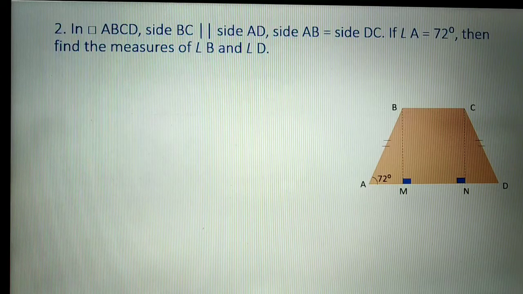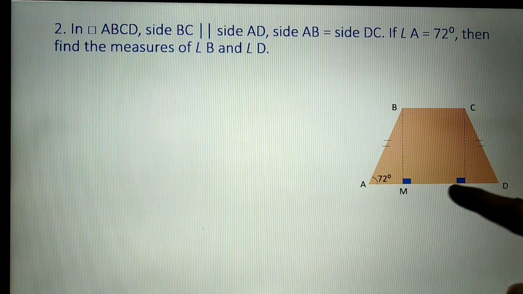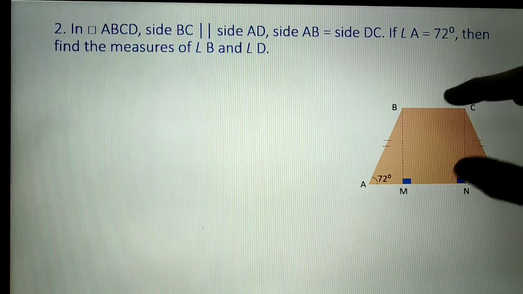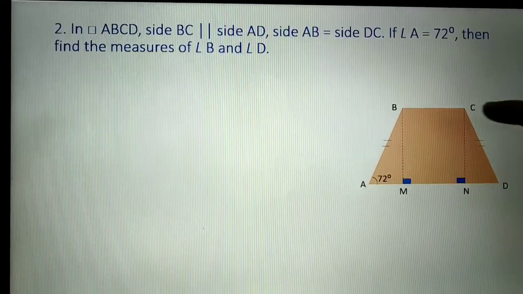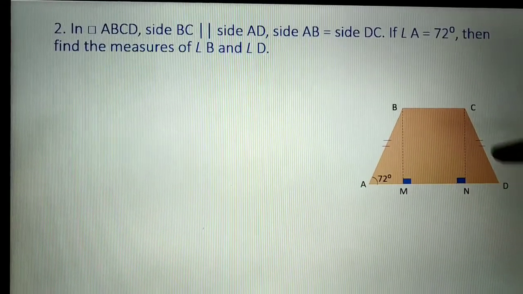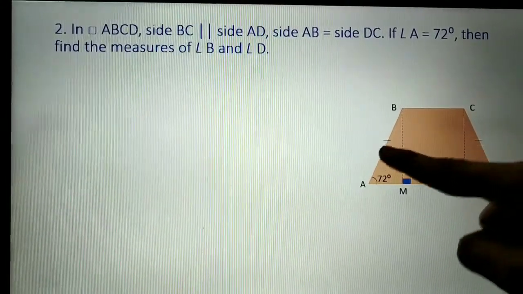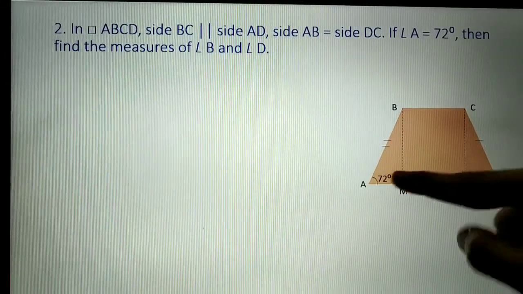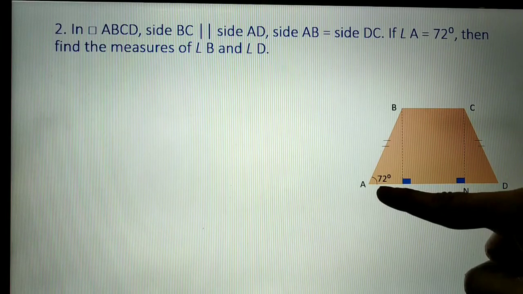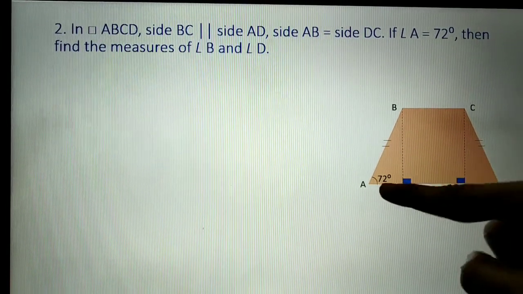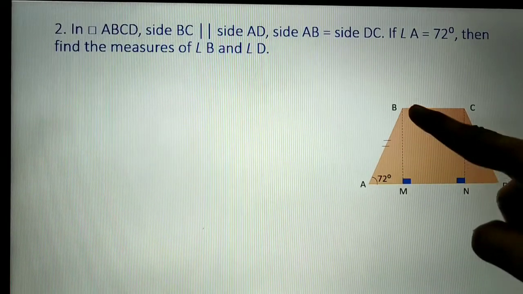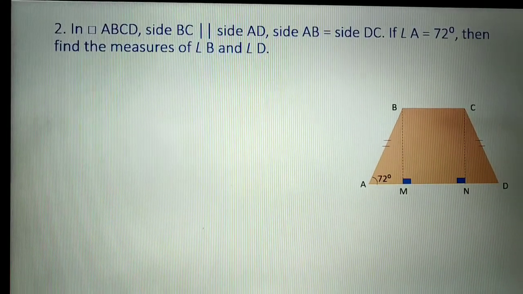Second question. In quadrilateral ABCD, side BC is parallel to AD. These two sides are parallel. Also, side AB is parallel to side DC. That means this is the isosceles trapezium. Angle A is 72 degrees. Find the measure of angle B and D. So this A is given to us as 72, and we have to find the measure of angle B and D.